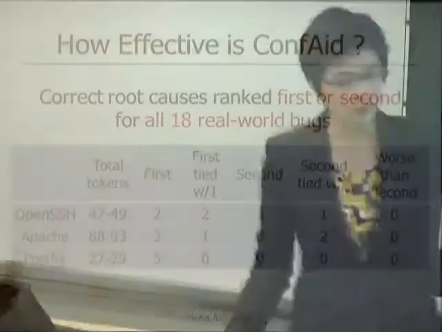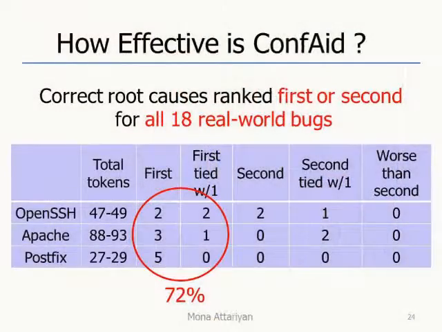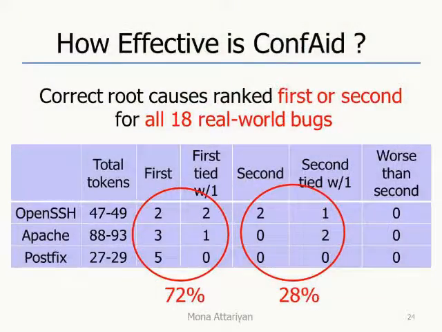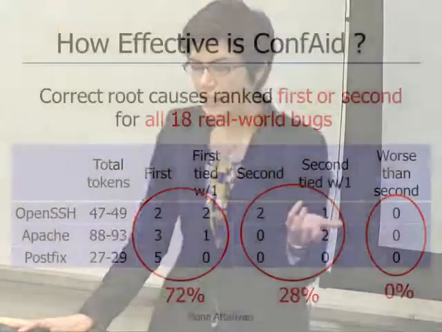It could correctly find the correct root cause, rank it first or second in all of these cases. And these are the total number of configuration options that were available in the configuration files. So in 72% of the cases, the correct root cause was ranked first. In 5 cases, it was ranked second, and we never ranked it worse than second.